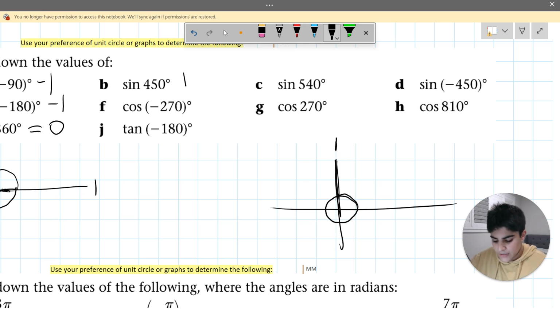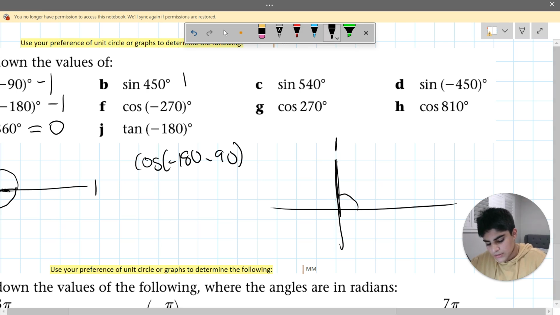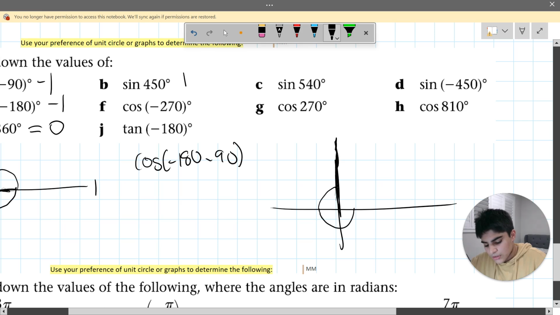Cosine -270. Cosine -270 is the same as cosine -180 minus 90. Let's do this. 180, -180, and -90. There's no value for x at this point. X is 0, meaning cosine is 0, and y, as in sine theta, is 1. So cosine -270 equals 0.